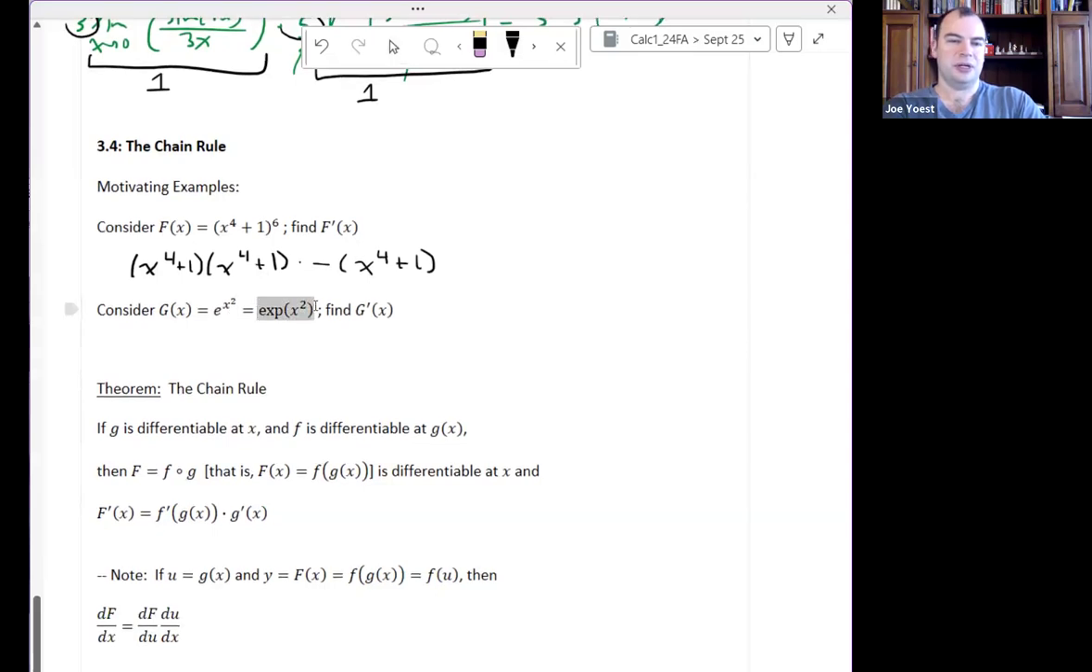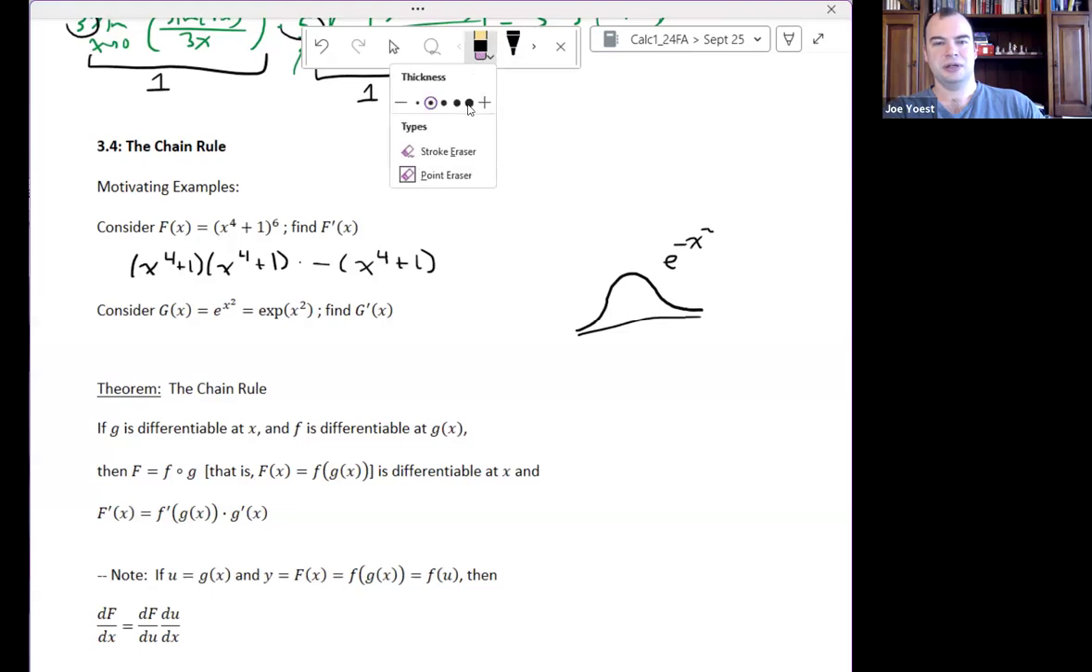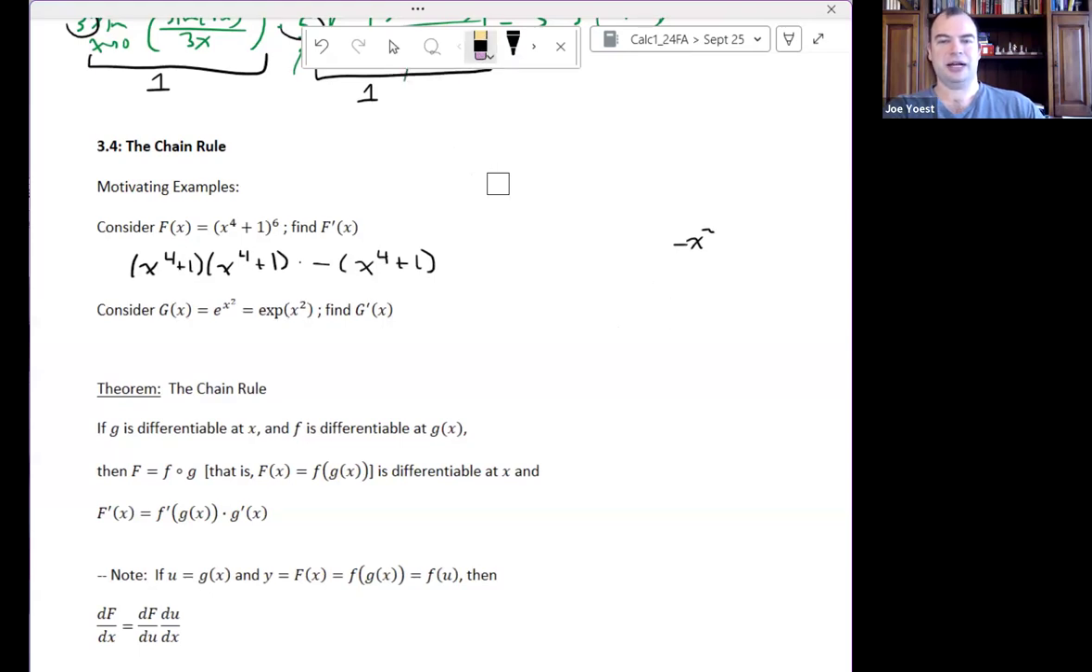Another example like this one here, g of x equals e to the x squared, or in other words, it's the exponential function e to the stuff with x squared plugged into it. So e to the power x squared. We want to find g prime of x for this function. These kind of functions come up all the time. For instance, the normal distribution in statistics, the bell curve. It looks more or less like e to the negative x squared. So these are important functions. This isn't just some crazy function that will never actually come up.